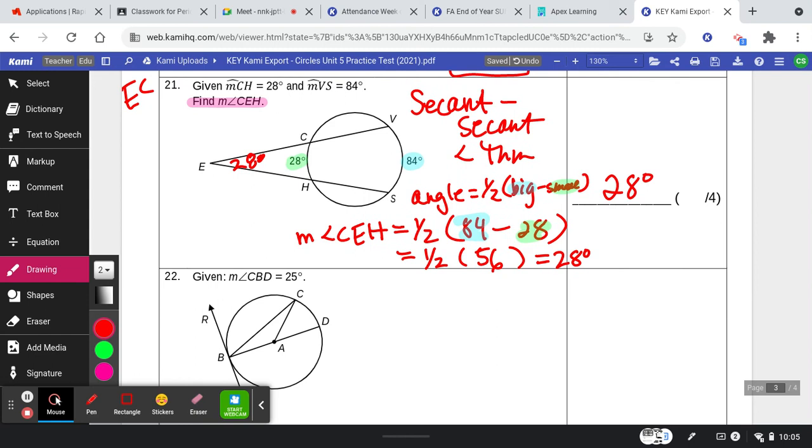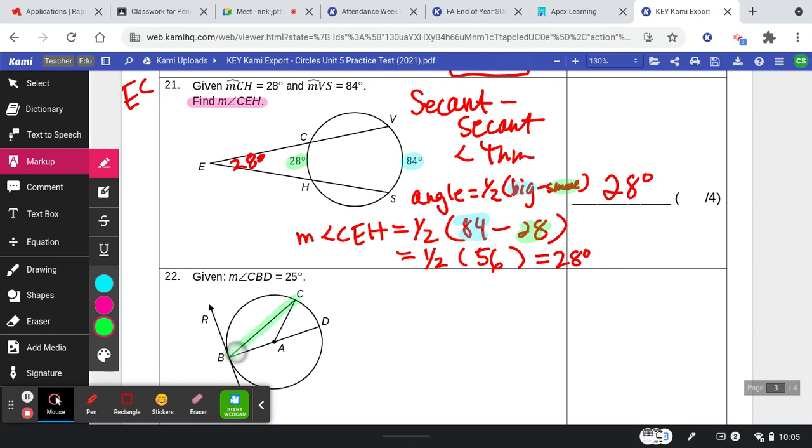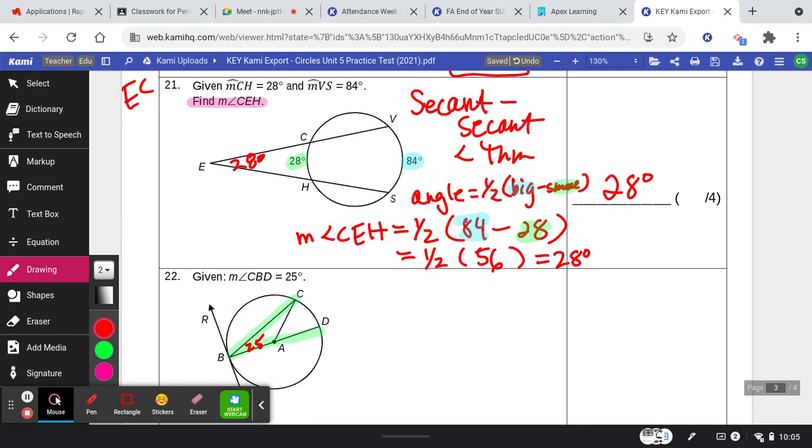All right, the next one. Given that the measure of CBD equals 25, go draw it in. I'm going to do this one really quick because this is also an extra credit.